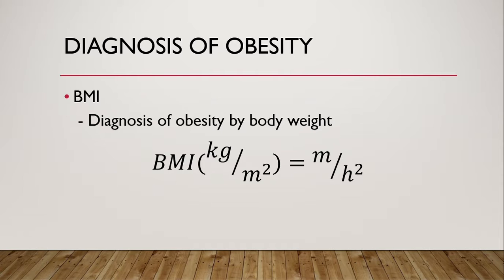Let's diagnose if you are obese. Frequently, BMI is used to diagnose whether someone is obese from body weight. BMI is obtained by dividing body weight by the square of height. In my case, the body weight is 54 kilograms and the height is 165 centimeters. So the BMI will be around 20.